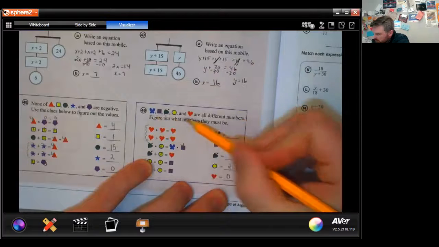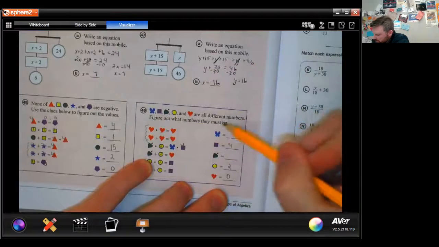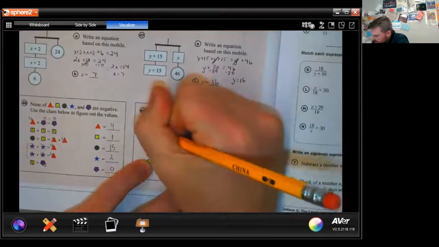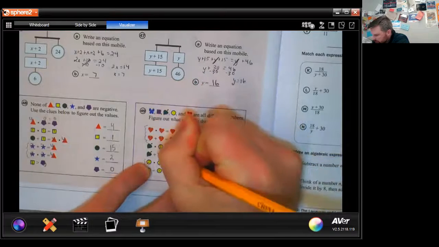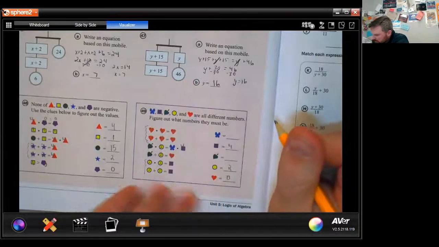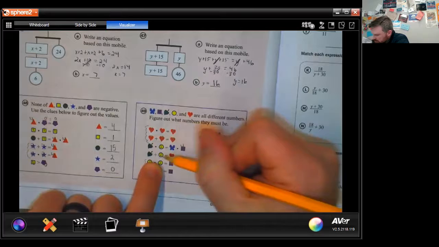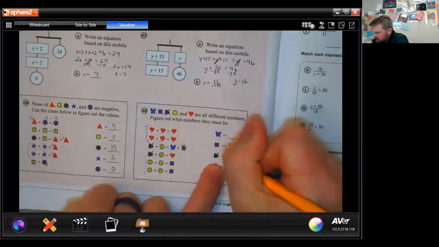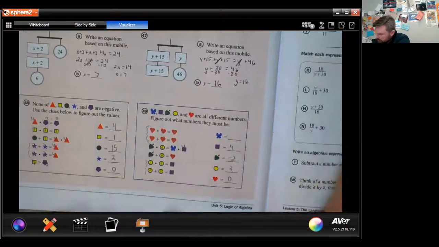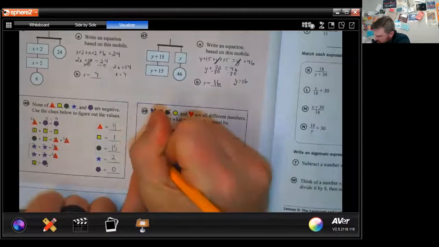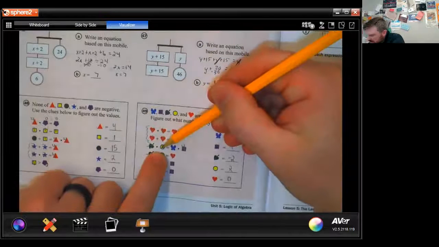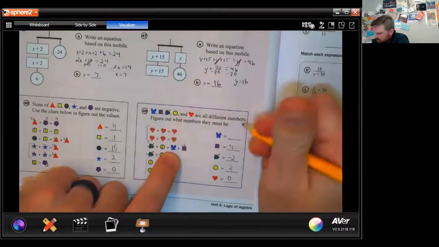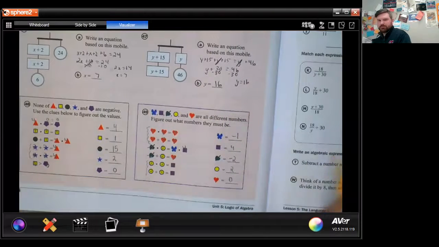So all of these are all different numbers. Figure out what they must be. We have a bunch of zeros in here. It doesn't say that they can't be negative this time. So some number plus 2 equals 0. Well, that has to be a negative 2. So this is negative 2, negative 2. So negative 2 times 2 is negative 4. So this must be a negative 1.